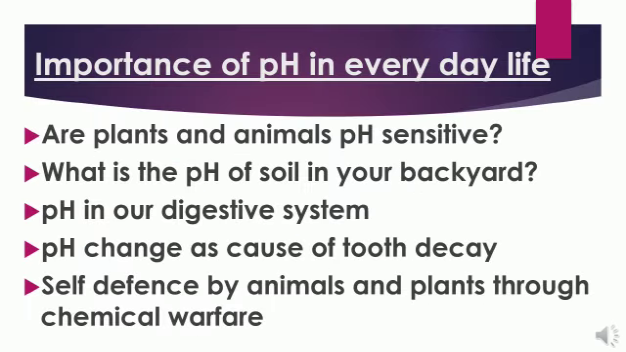So pH is very important. Importance of pH in everyday life: this we studied when I was explaining neutralization, neutralization in everyday life. That is also linked here, so I am going to revise that topic. Are plants and animals pH sensitive? Yes, of course. Our body always works within the pH range of 7.0 to 7.8. Living organisms can survive only in a narrow range of pH change.